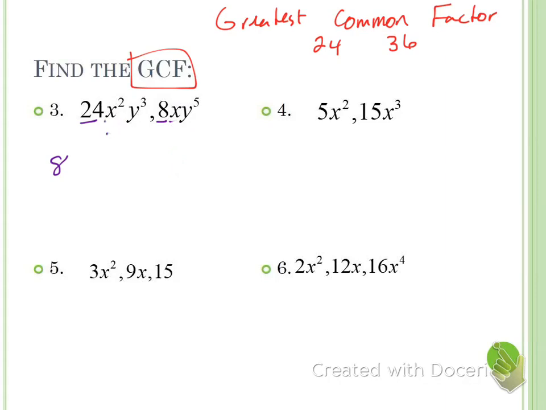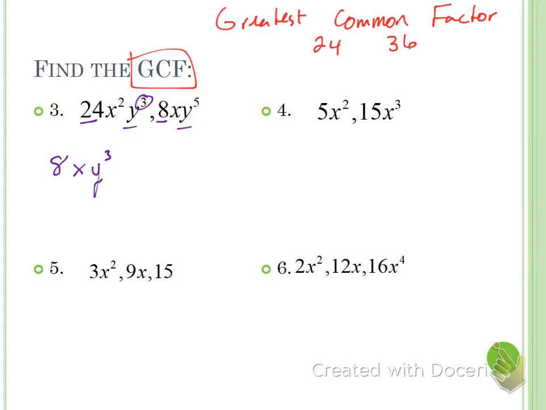So what we're looking for is the most number of x's that they both have in common. This one has 1x. This one has 2. So the most they have in common is 1x, right? And then the same thing with the y's. The most number of y's they have in common is 3. So your greatest common factor is going to be 8xy to the third. Okay?